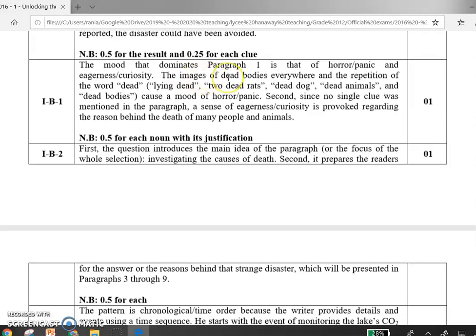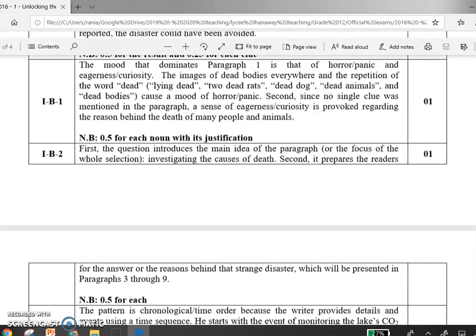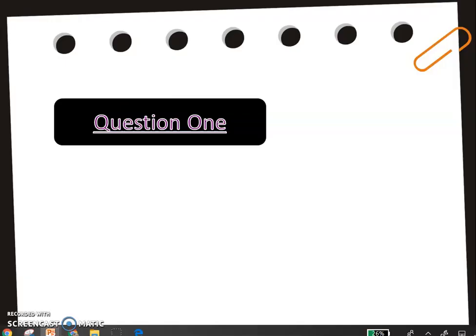So here we have the images of dead bodies everywhere. They are addressing the scene. We can see them. And the repetition of the word dead. So you see, images and word choice cause a mood of horror. Since no single clue was mentioned in the paragraph, a sense of eagerness and curiosity is provoked. So here they justified the second choice. Each word or each mood created should be justified. If you don't justify it, guys, you might not get the grade. And how do I justify it? I justify it simply by giving the images created, the word choice, and the setting if I have a setting.